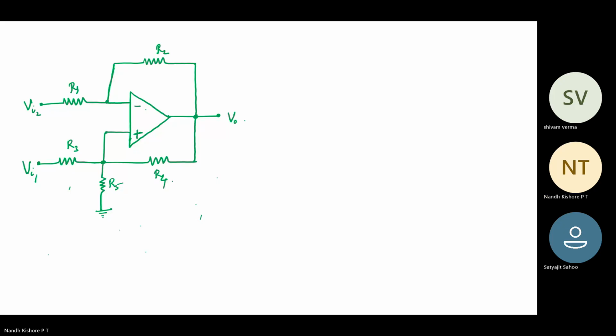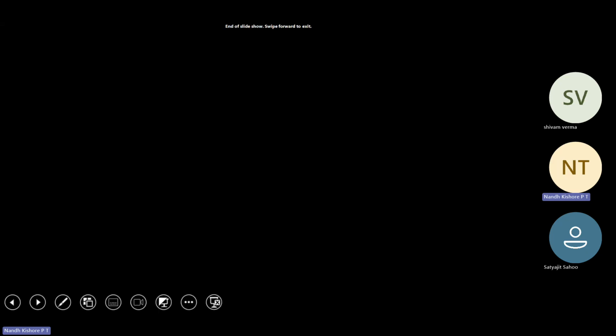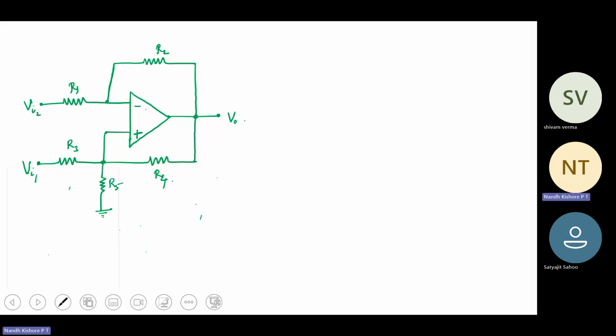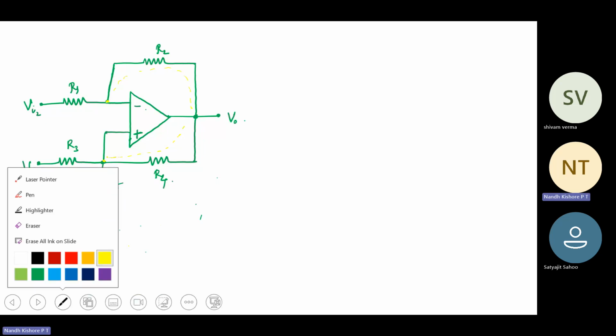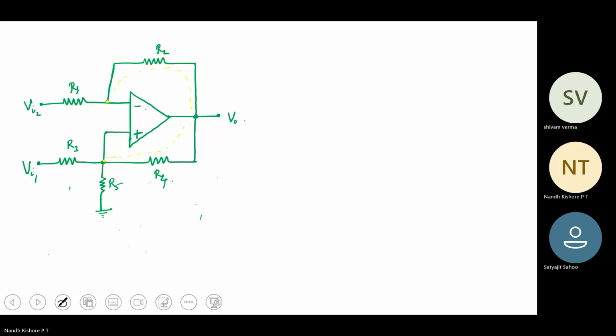For these kinds of problems where you see that there is a feedback path from here to the output, and there is also a feedback path from here to the output, let's have a starting point. We don't know this particular node, so let me call this particular node Vx.